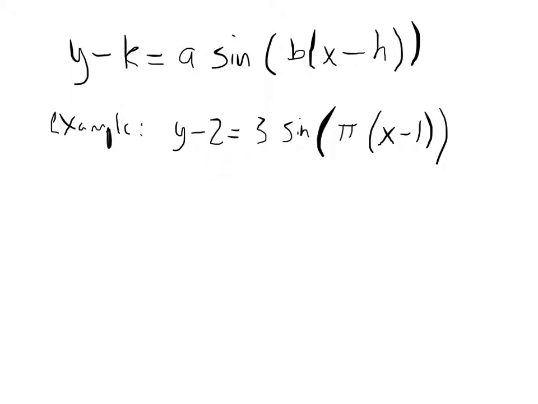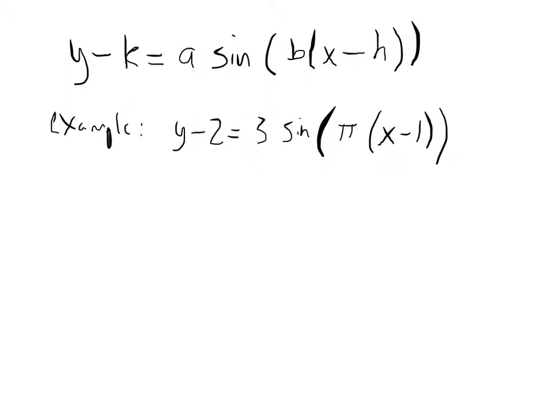What do each of these numbers here do? And that's what we're going to explore a bit. Some of them are pretty easy. If I replace y with y minus 2, we know that simply is going to transform my graph and move it up 2 units. If I replace x with x minus 1, I'm going to simply move my graph right 1 unit. Everything will translate right 1 unit.